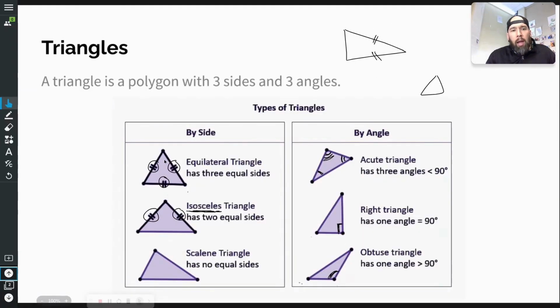Okay? Equilateral triangle, all equal sides. Isosceles triangle, 2 equal sides. Scalene triangle, no equal sides. Acute triangle, all angles are less than 90. Right triangle, 1 angle is 90. Obtuse triangle, 1 angle is greater than 90.